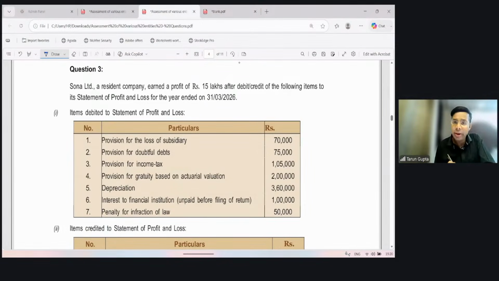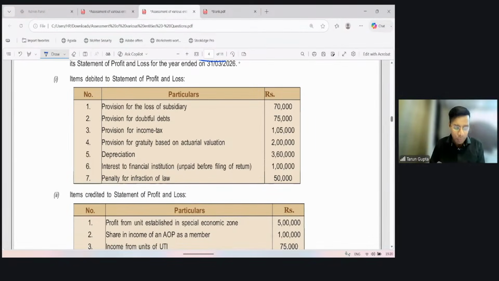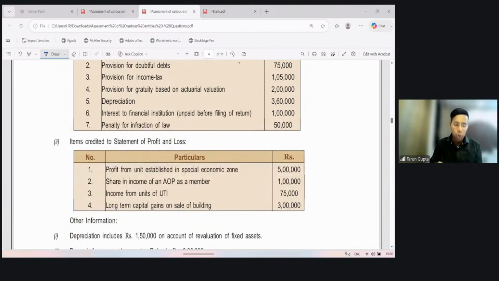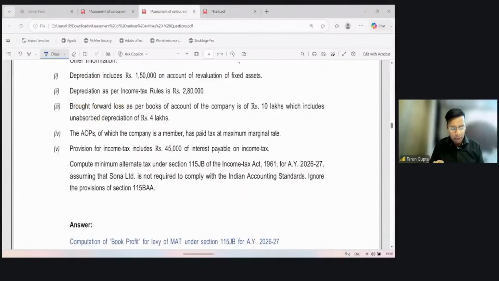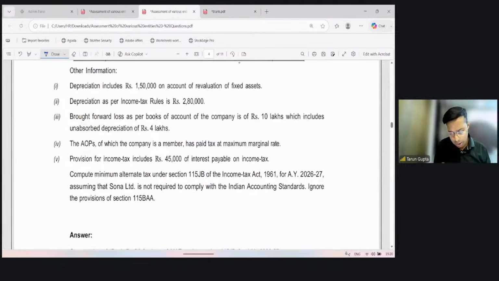Sona Limited, a resident company, earned a profit of rupees 15 lakh after debit or credit of the following items to the statement of profit and loss for the year ended 31st March 2026. So it has earned a 15 lakh profit after debiting and crediting these items. Okay, let's see. Items debited to the P&L account, items credited to the P&L account. Then there's some other information, but let's see what's the requirement of the question.